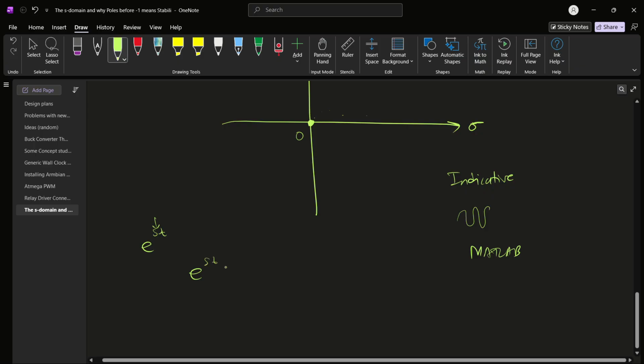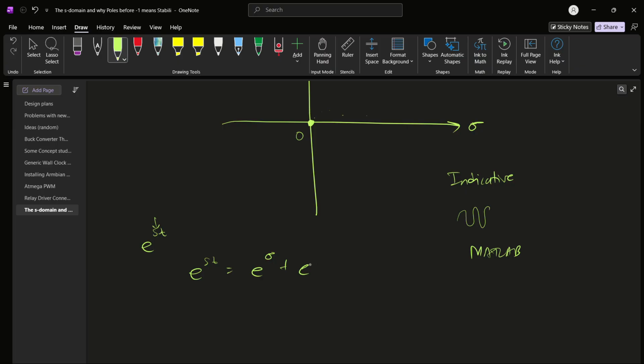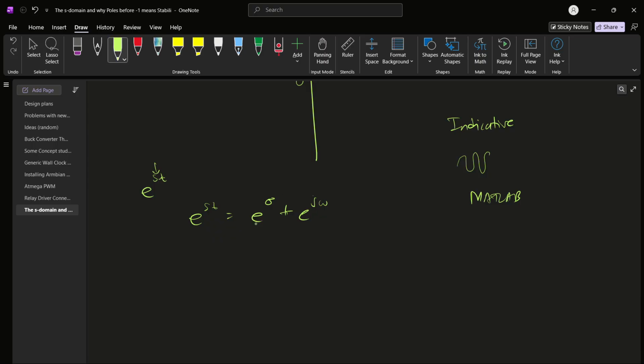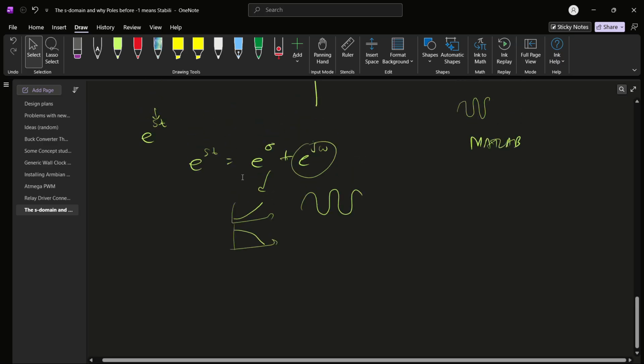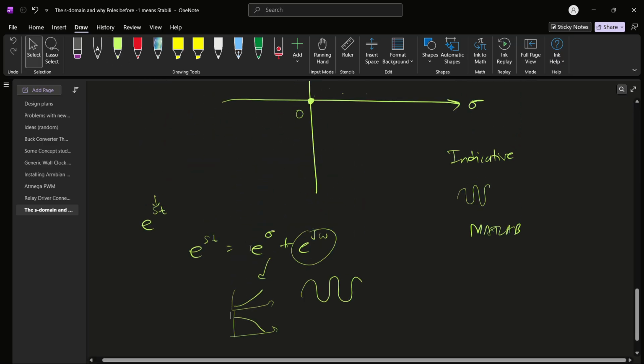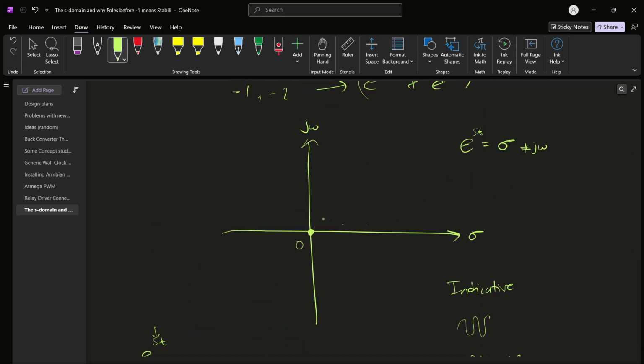So let's take e raised to st, which equals e raised to the real part times e raised to j omega. This is really nothing but Euler's formula plus that added constant. What this means is that this is an oscillation, and it is either a rising or a falling, decaying value. So this is clear.